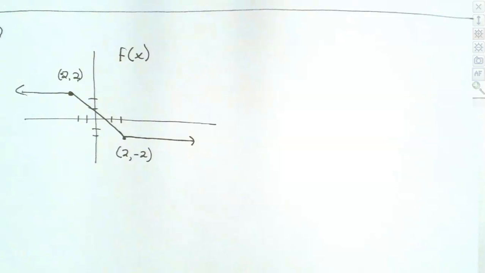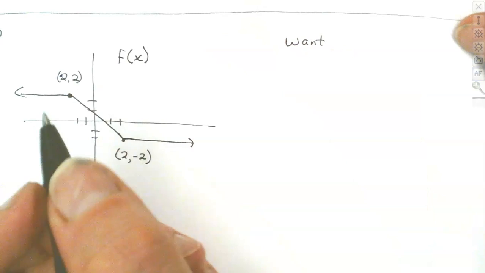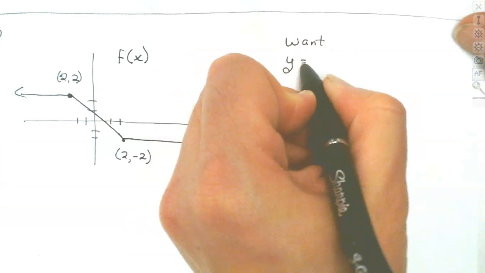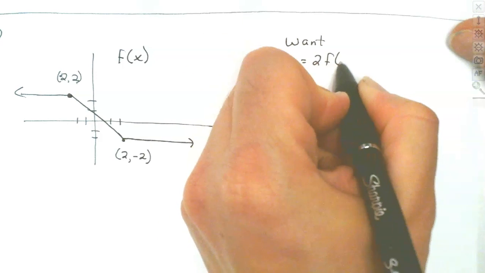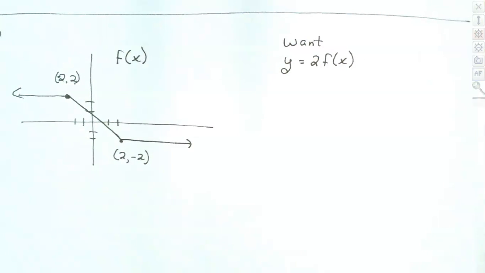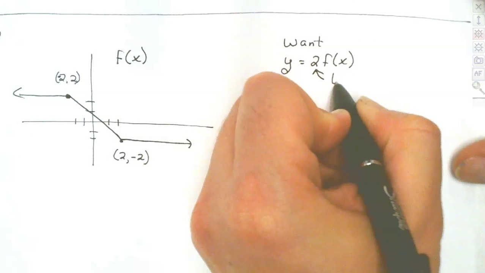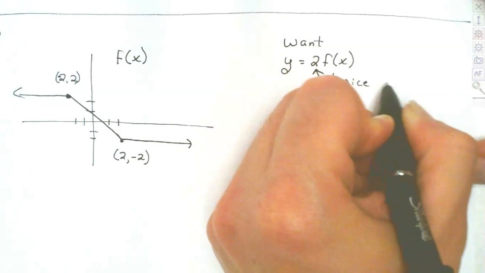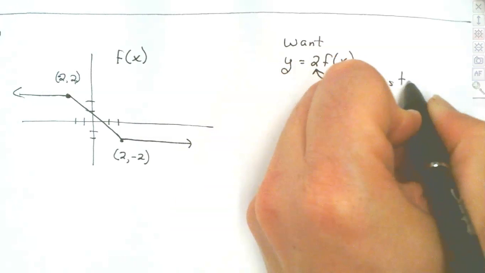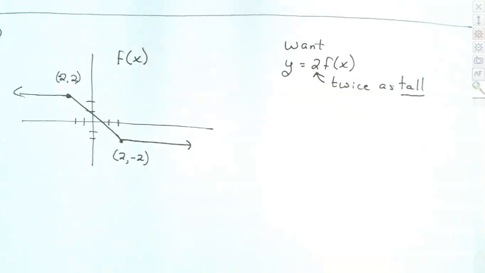Now what we want is we want y equals 2 f of x. Now what is that 2 in front going to do? Well, that 2 in front is going to make it twice as tall. If it was a 3 in front, it would make it 3 times as tall. If it was a half in front, it would make it half as big.